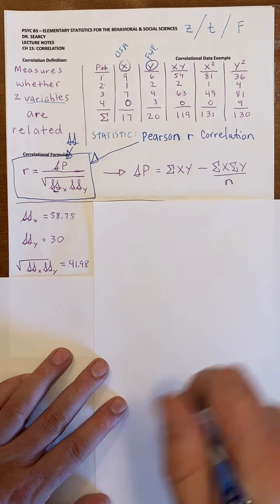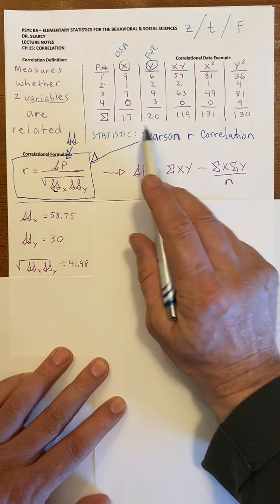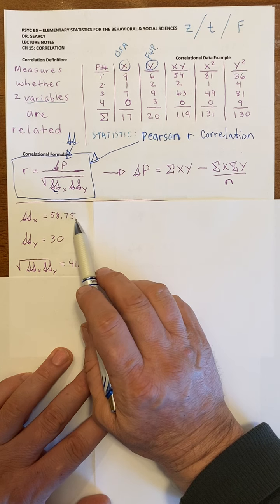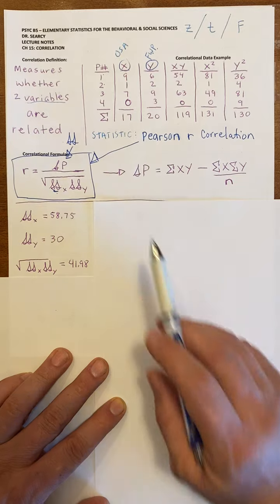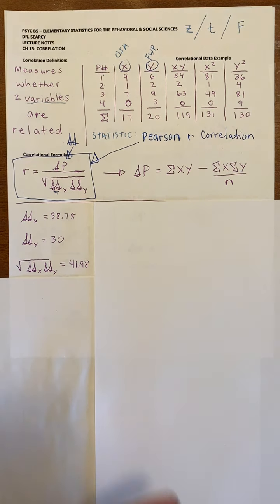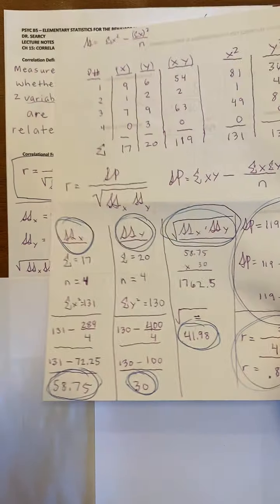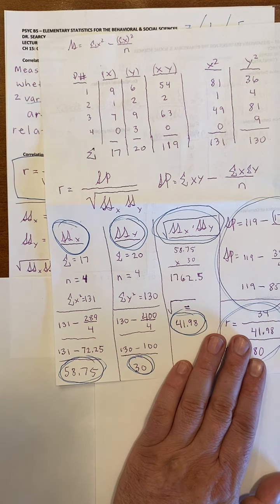this. Sum of squares for the x column is 58.75. Sum of squares for the y column is 30. And just to remind you of how that, now you don't have to write this part down, I just kind of want to remind you of how we do the sum of squares equations, right?